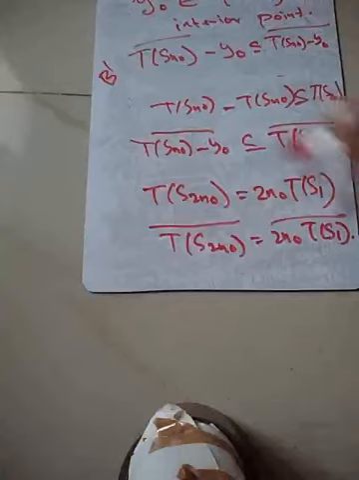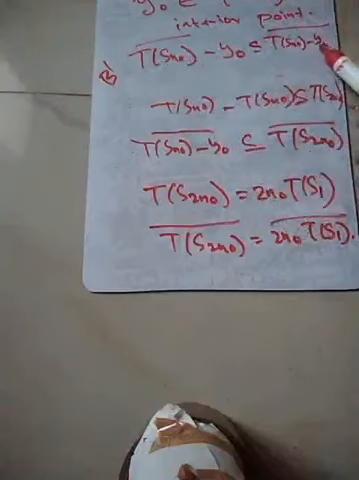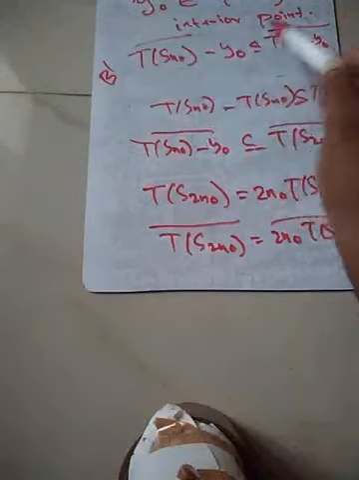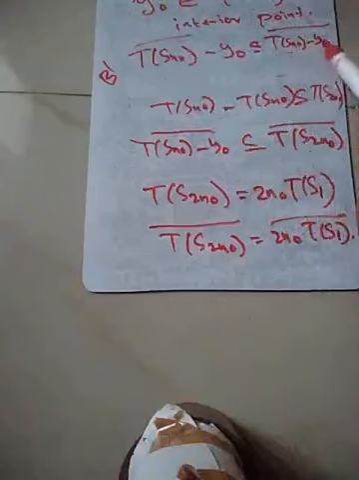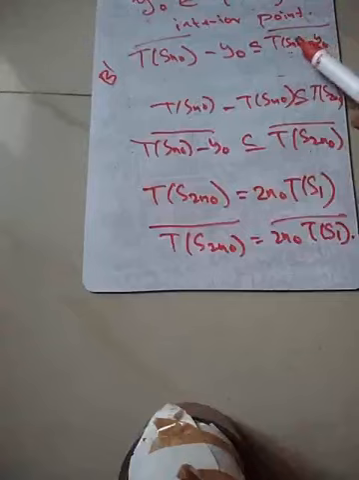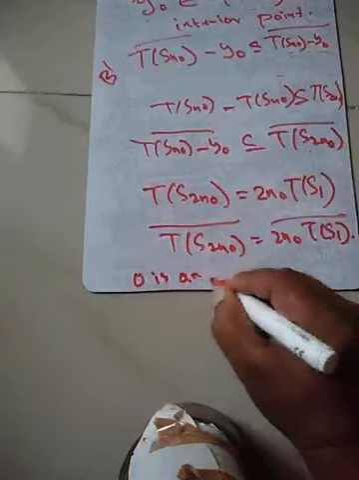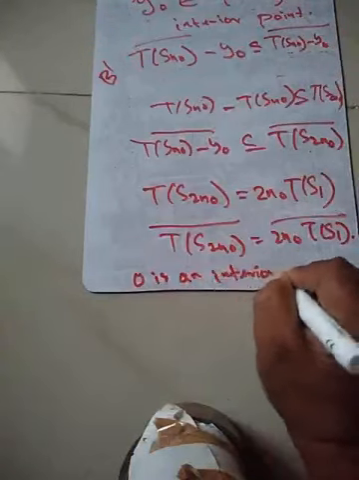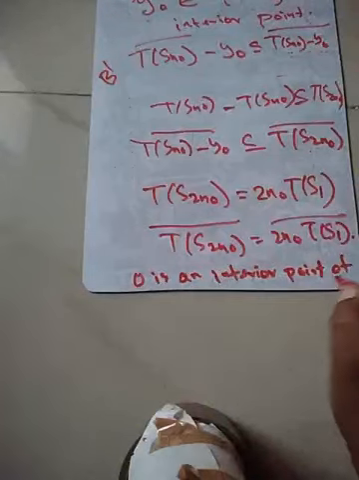Now since y0 is an interior point of T(S_{n0}) and so on, y0 is also an interior point of this set. As y0 is in T(S_{n0}), y0 minus y0 is in T(S_{n0}). So what do we get is that 0 is an interior point of this set here. What do we get is that 0 is an interior point of the closure of T(S_1).